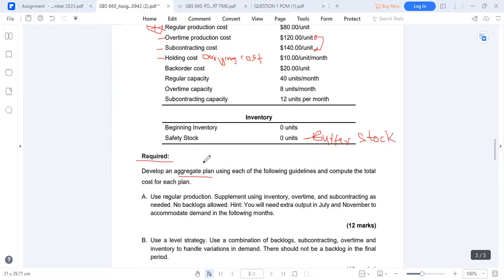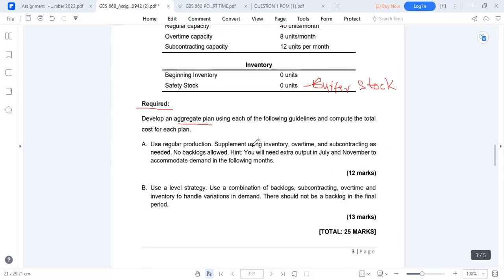Use the regular production. Supplement using inventory. The overtime should be there. Also, subcontracting should be there as needed. No backlogs allowed. In this case, we don't have any backlogs, so no stock out allowed. And we will need an extra output in July and November to accommodate demand in the following months. So we have 12 marks for that.